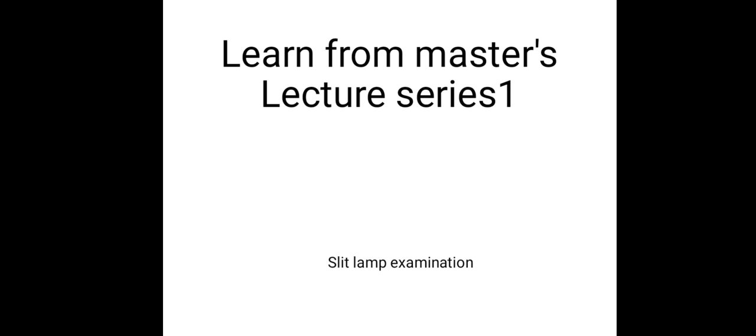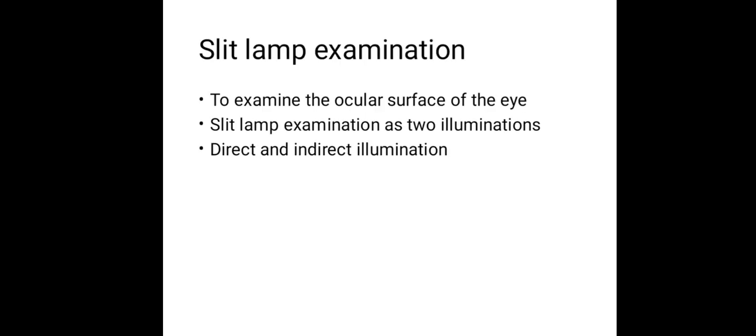So today we will be covering slit lamp examination. Slit lamp examination is to examine the ocular surface of the eye, the anterior most part of the eye. It has an observation system and an illumination system. In the illumination system we have direct and indirect illumination. Direct includes optic section, diffuse, parallelepiped and conical illumination. Indirect includes retro illumination, specular illumination and sclerotic scatter.